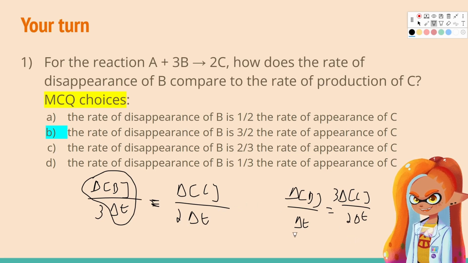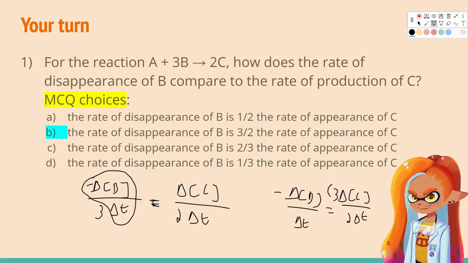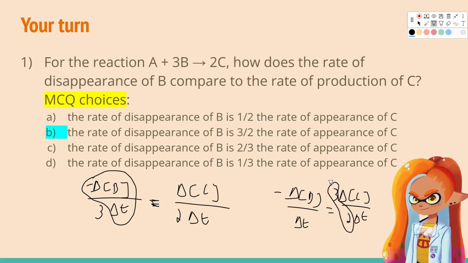I also forgot the negative sign, but whatever. The rate of disappearance is negative, so you could just put that there. And so you could see it's 3/2 of C as C appears. And so that's how you can get this answer.